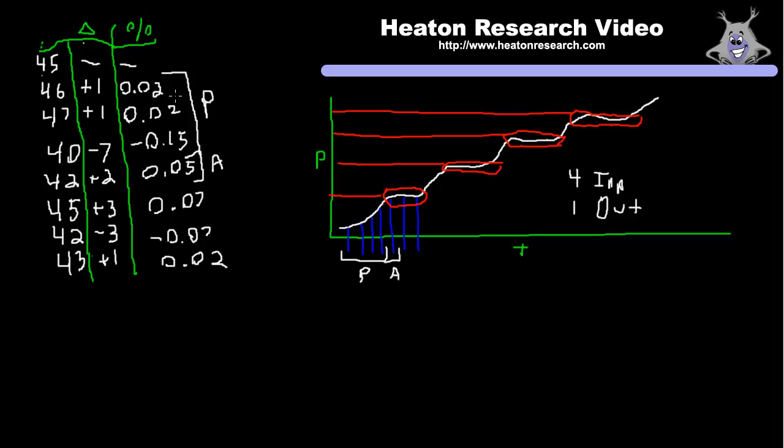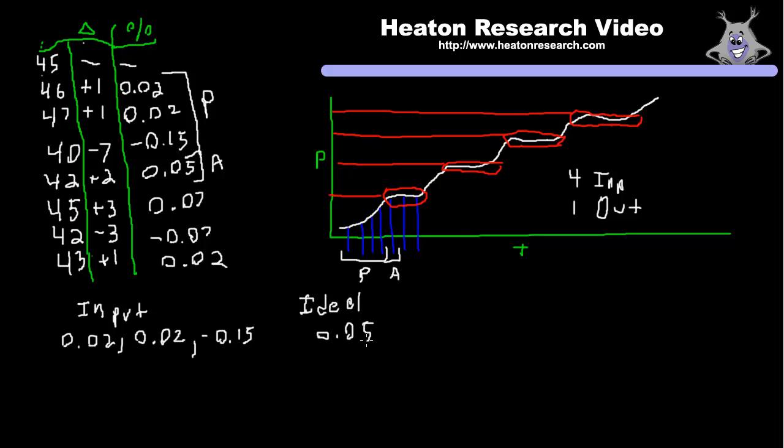Now we're going to create these to train it. So to create the first training row for the neural network, we have to look at what the input is going to be. The input is going to be those first 3. So it's going to be 0.02 and then 0.02 again. And then it's going to be the negative 0.15. And then the ideal that we're training it with is going to be that 0.05. So that is the first set of training data.